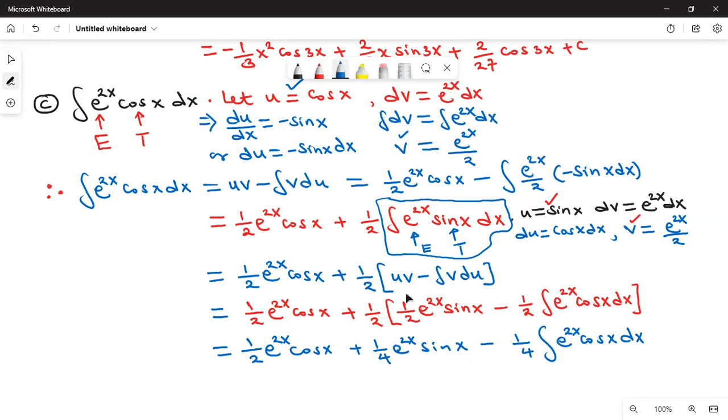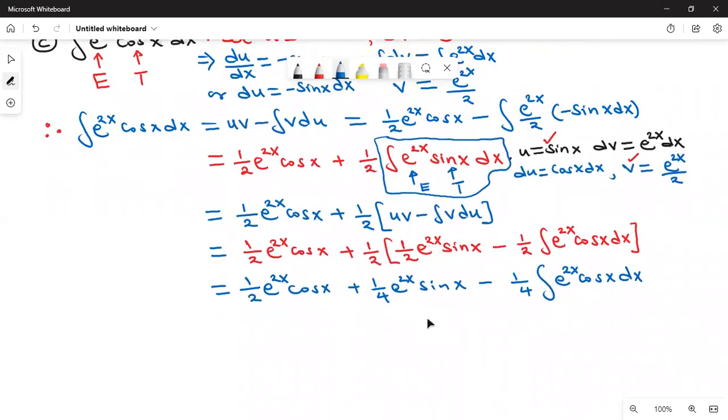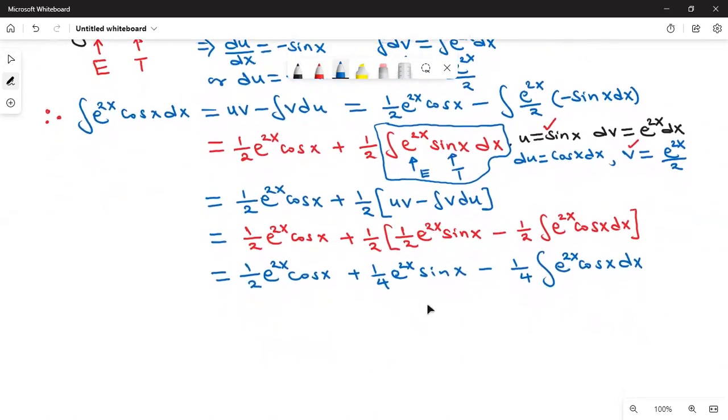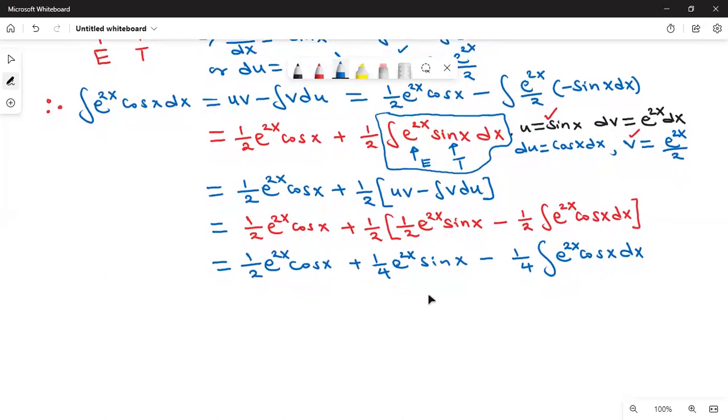Look at what we have here. That integral can never end. It will not end. You'll always get a product of exponential and trigonometric. You see, we have performed integration by parts twice, and still the integral cannot end. But there's something you need to take note of. Look at the integral that we started with, exponential 2x cos x dx, and still we have it here. Those are like terms. So collect like terms.